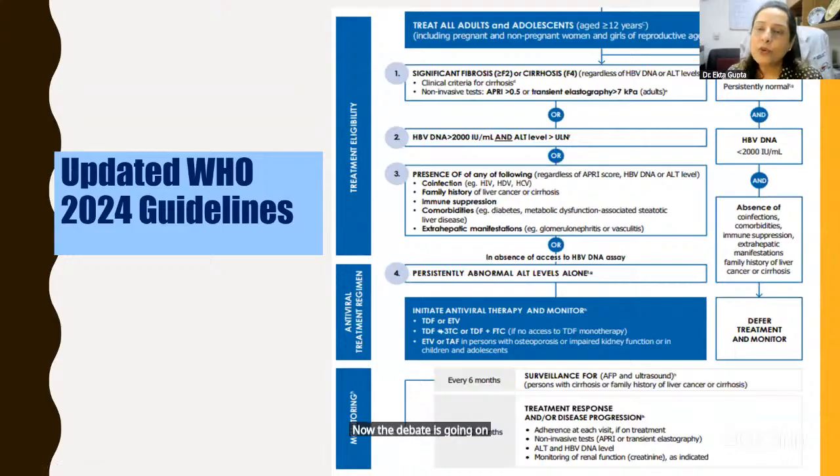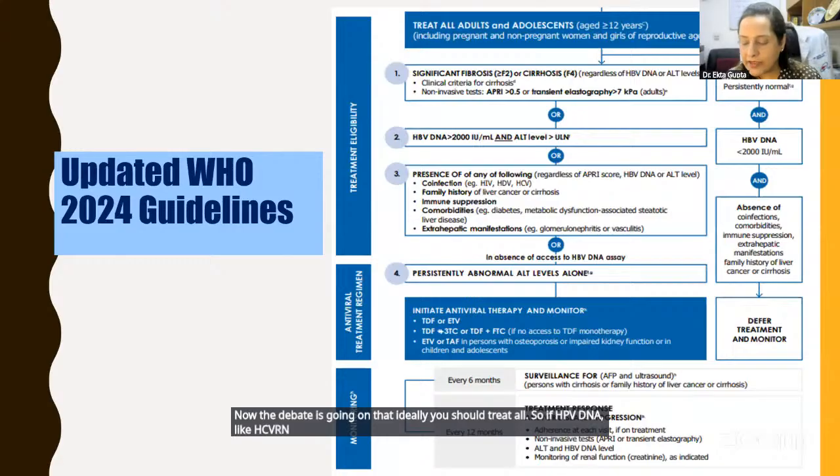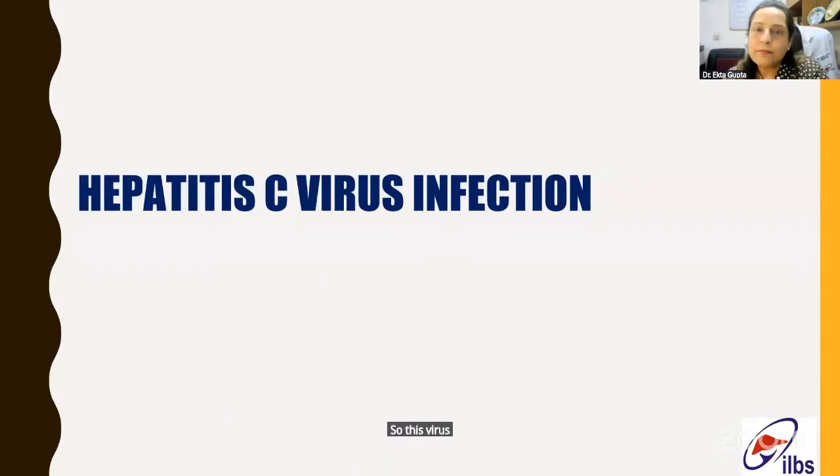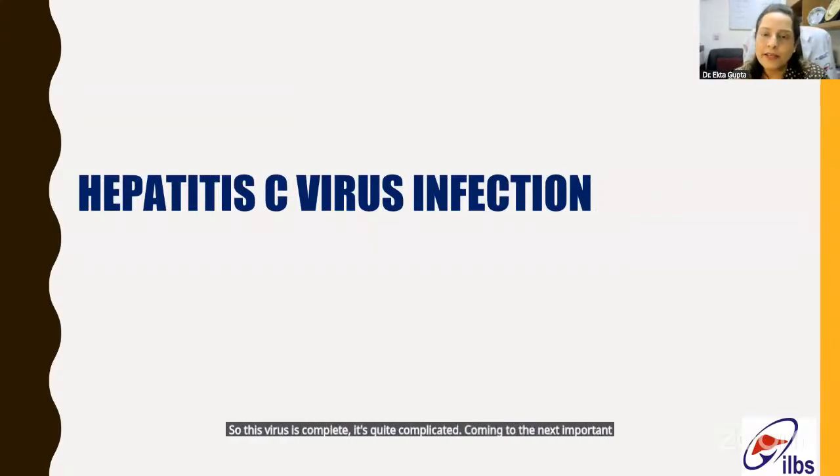Now the debate is going on that ideally you should treat all. So if HBV DNA is seen, like HCV RNA, treat all, but still we are not treating all. So this virus is complicated. Coming to the next important virus, it is hepatitis C.